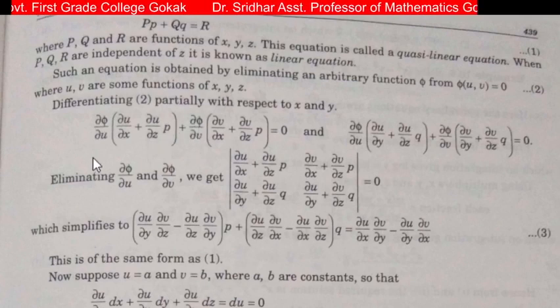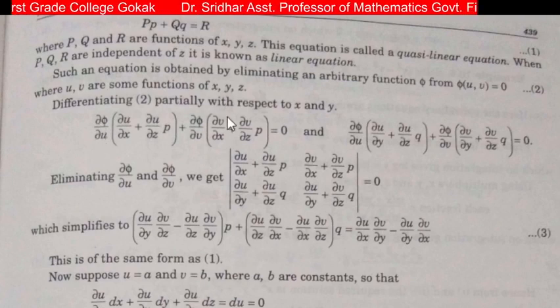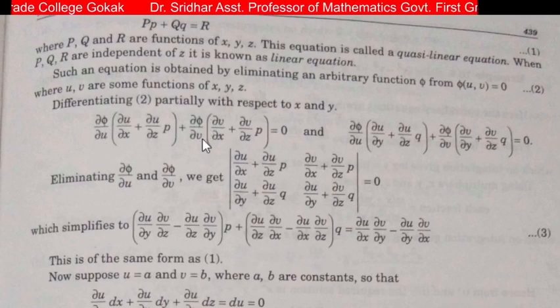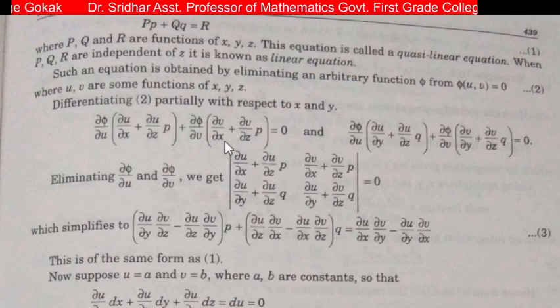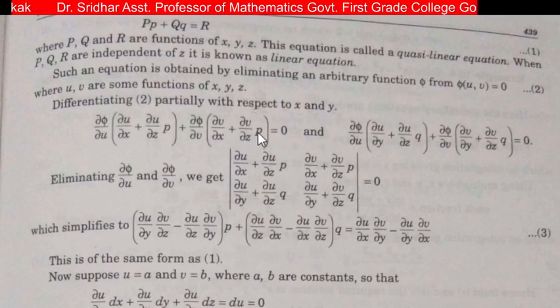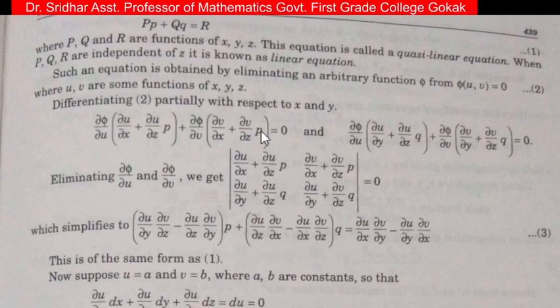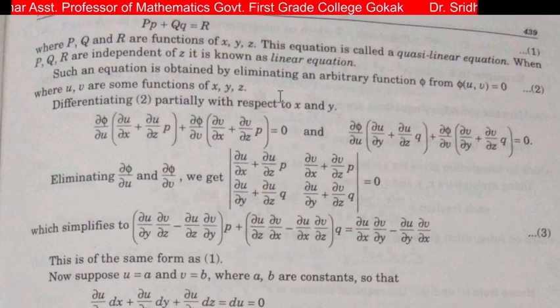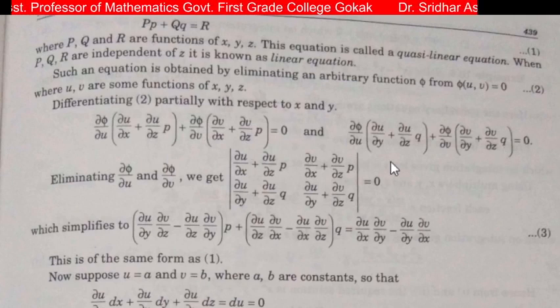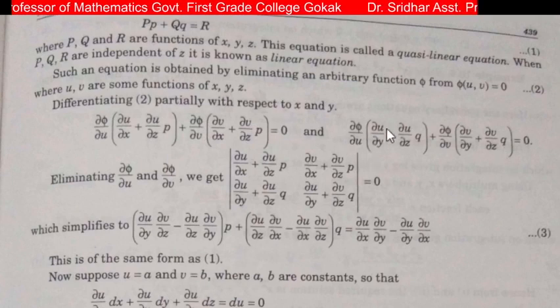Then plus, after differentiating phi with respect to u, next differentiate phi with respect to v: dou phi by dou v, again put the bracket, then dou v by dou x plus dou v by dou z into again p, which is dou z by dou x, is equal to 0.